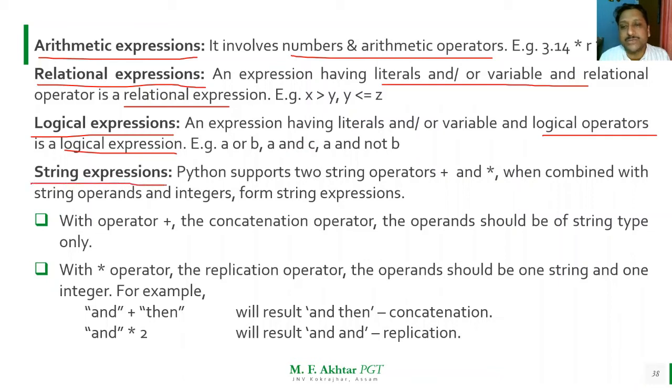String expression: Python supports two string operators, plus and multiply. There are only two string operators, plus and multiply. If we are using these operators with string type data, then that expression is called a string expression. So a string operation like this uses the plus operator. And what are the uses of these operators with strings? The plus operator will concatenate, that is, join two strings.